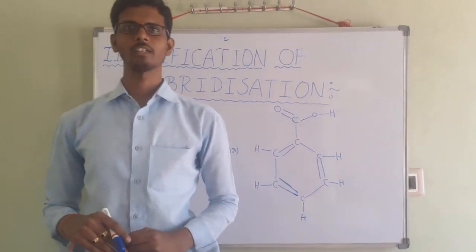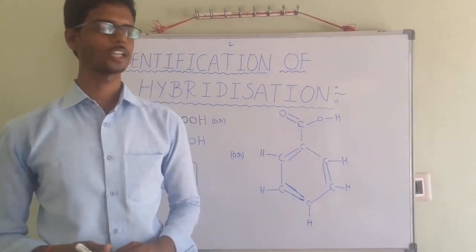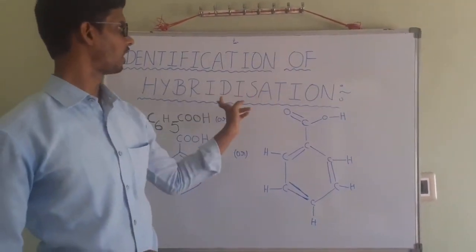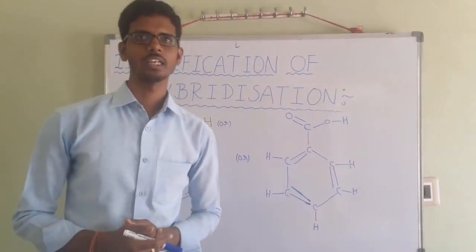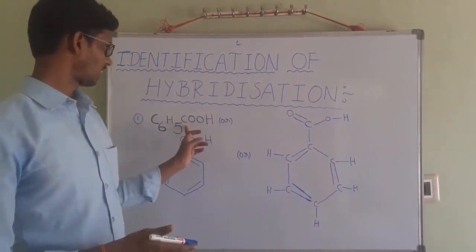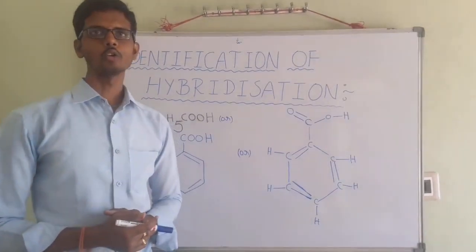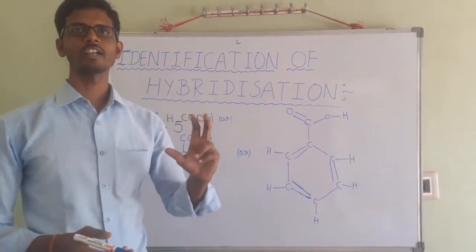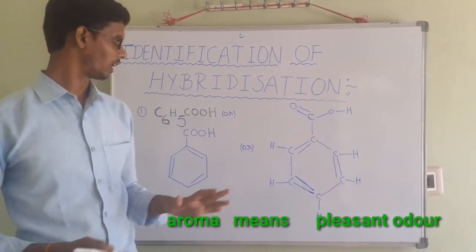Today I would like to discuss some more examples related to identification of hybridization. In this class I am explaining how to identify the hybridization of different carbons in aromatic compounds. Okay, let us see.